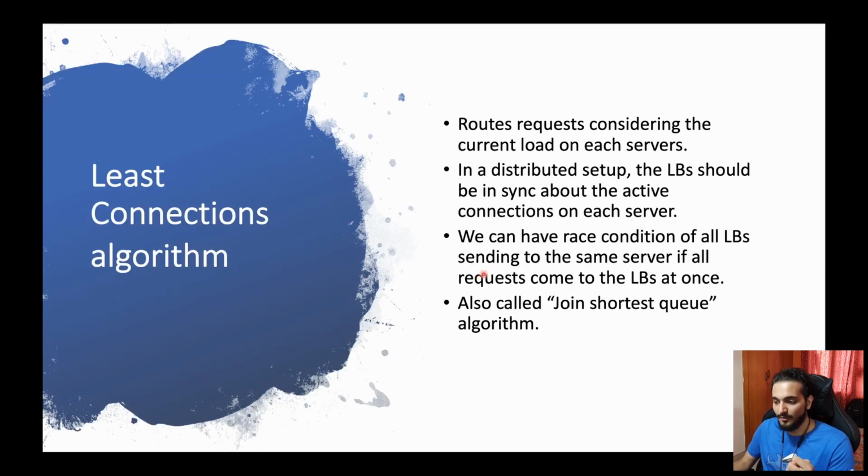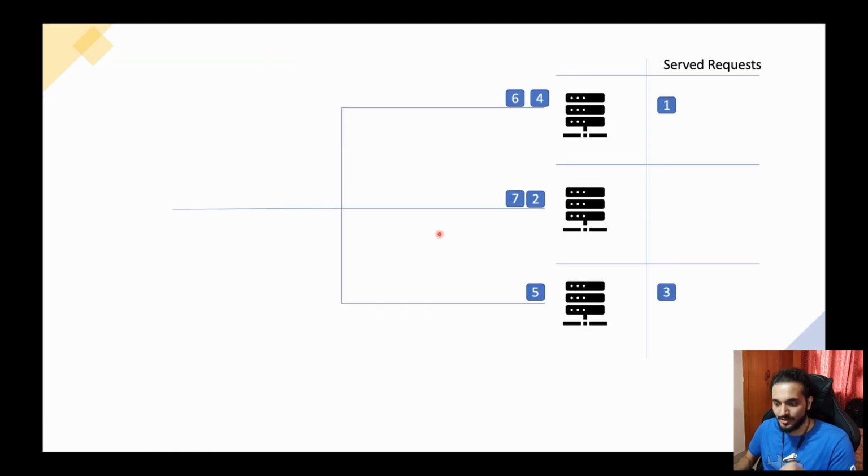Now this is a very interesting thing. We can actually hit something like a race condition. It's not exactly a race condition, but something like a race condition on all the load balancers. Let's look at it this way. Let's assume each of these intersections has one load balancer. So we have 3 load balancers and 3 servers. And let's assume the 4th request has come to say load balancer B.